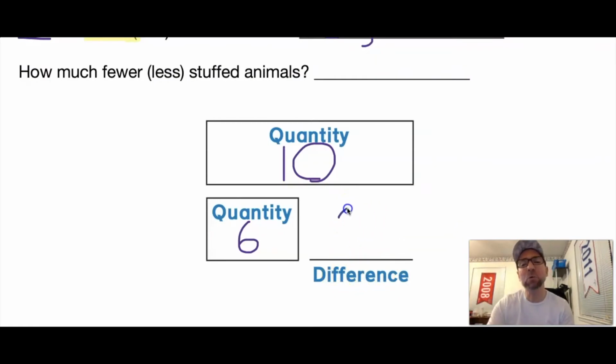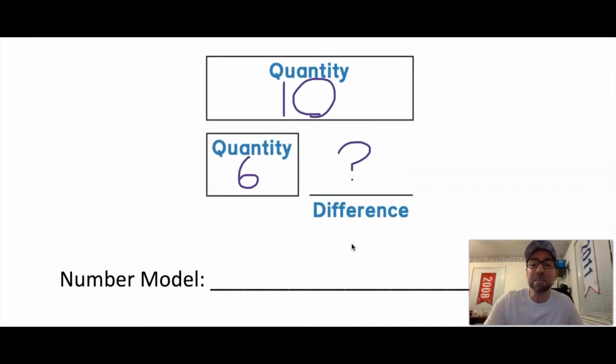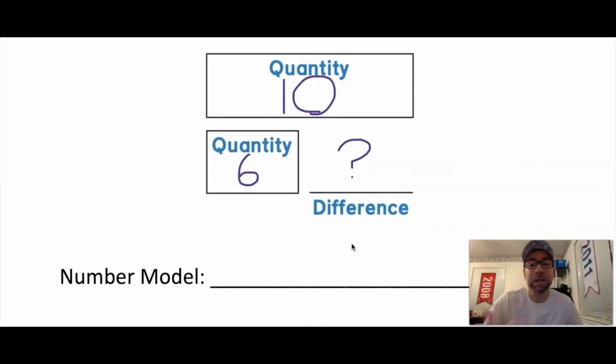So I'm going to put a question mark on my diagram. And now I have to go and try and solve this problem. So my number model, there's a couple that I can write. I like to write subtraction. I start with my big number, 10 minus 6 equals missing number.